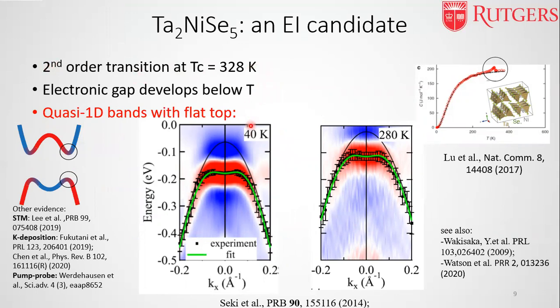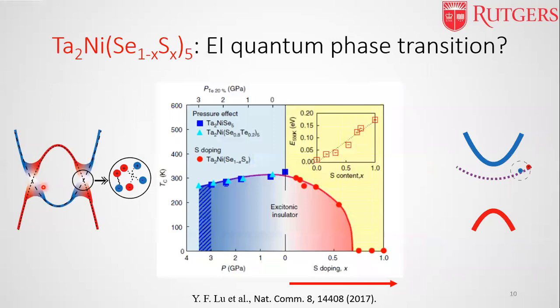Below it, an electronic gap develops, and photoemission studies demonstrate a band structure quite similar to what you would expect in an excitonic insulator. Moreover, by using sulfur substitution of selenium, you can enhance the direct band gap in this compound and simultaneously suppress the phase transition, again consistent with the excitonic insulator scenario, but moreover, implying that there is a quantum phase transition of this phase somewhere in between.